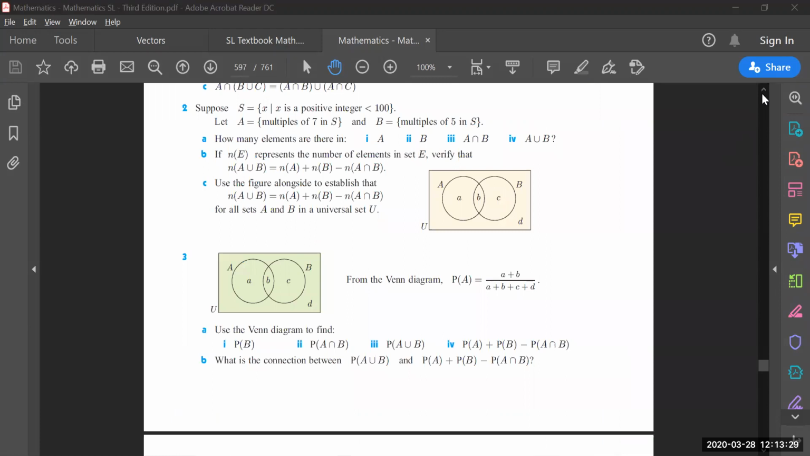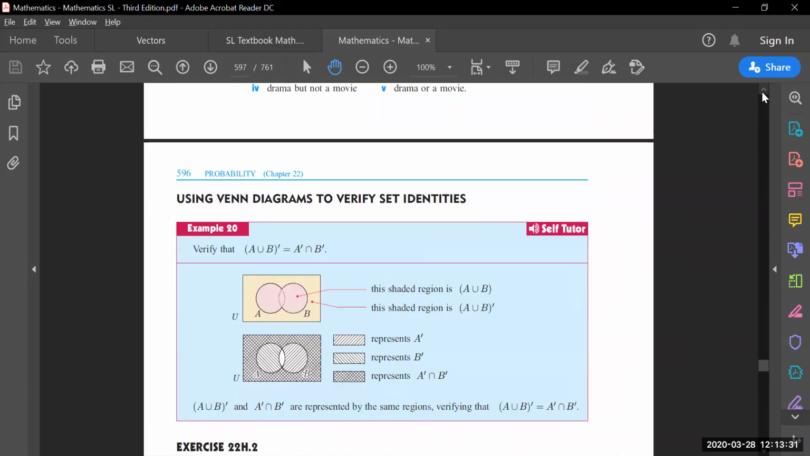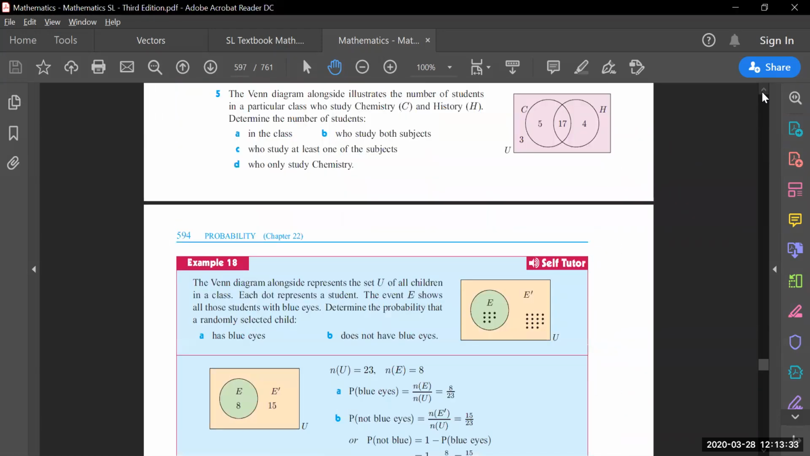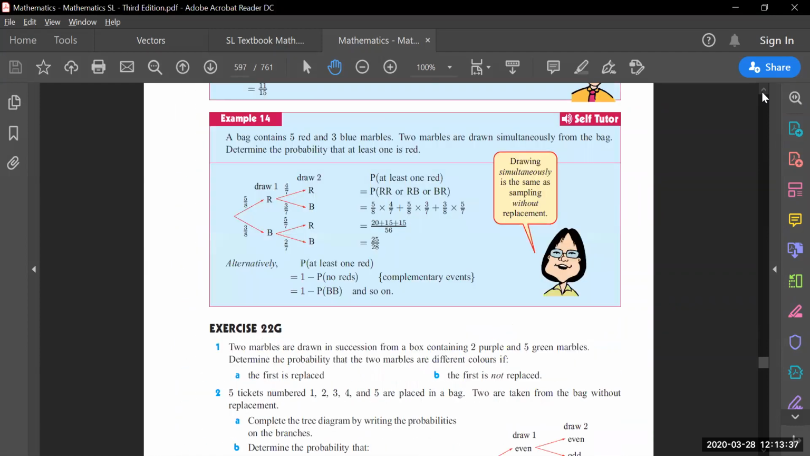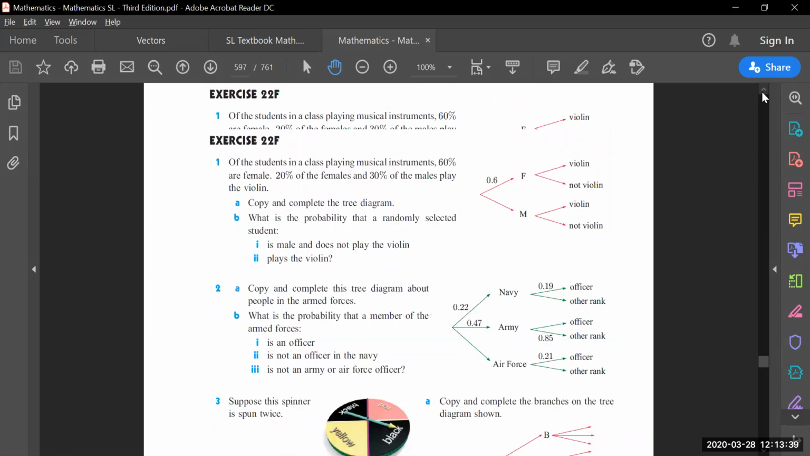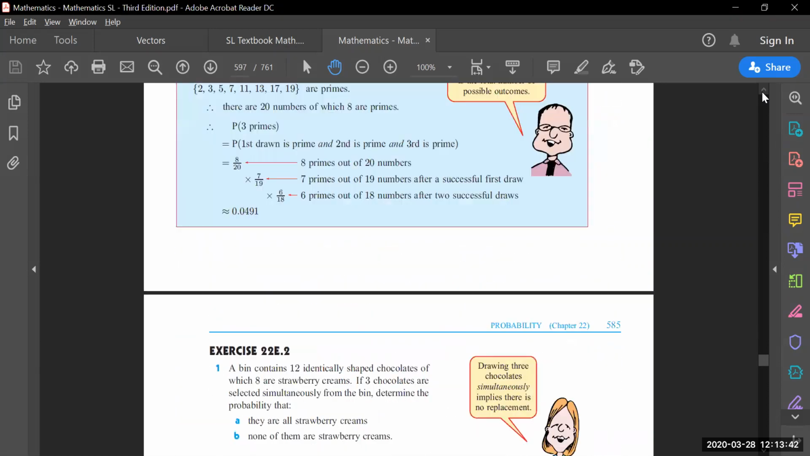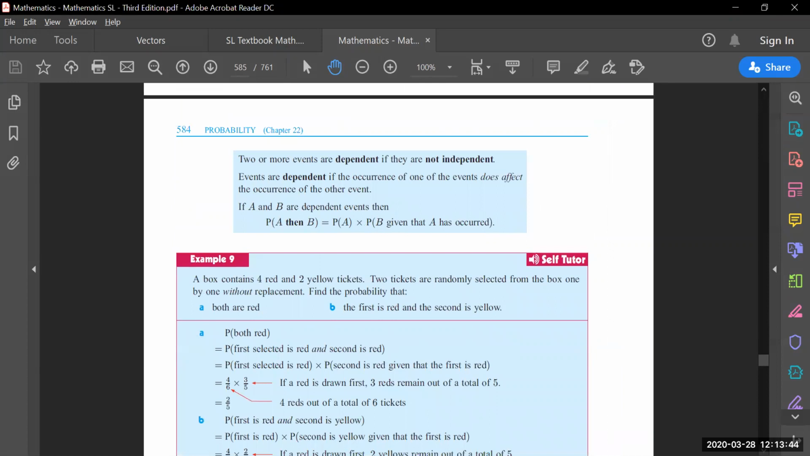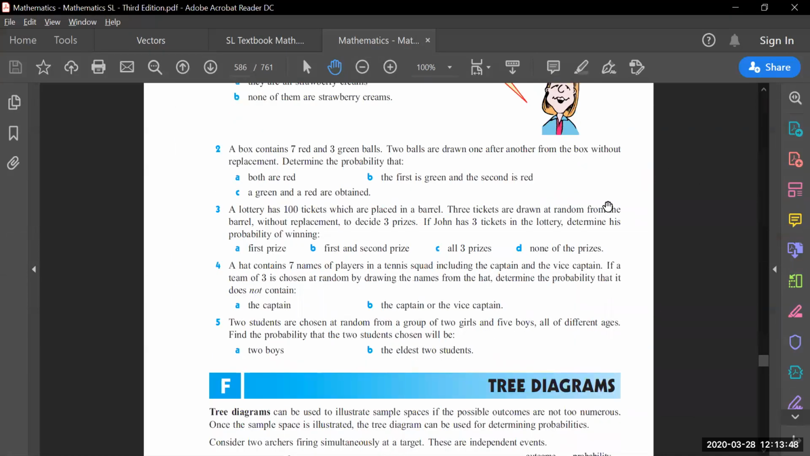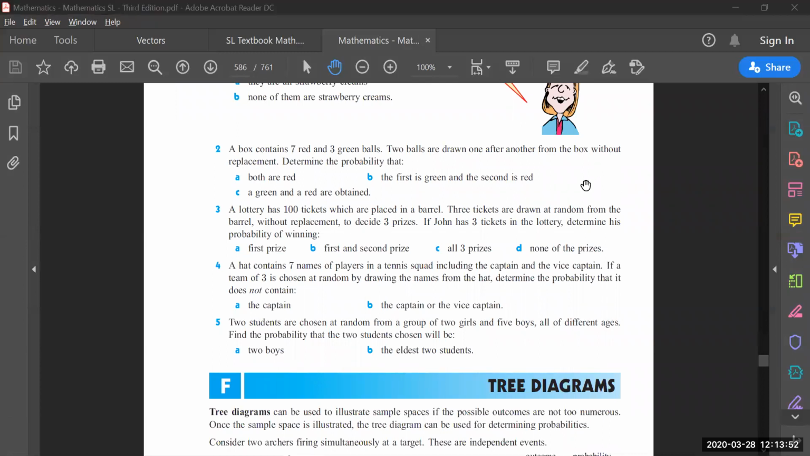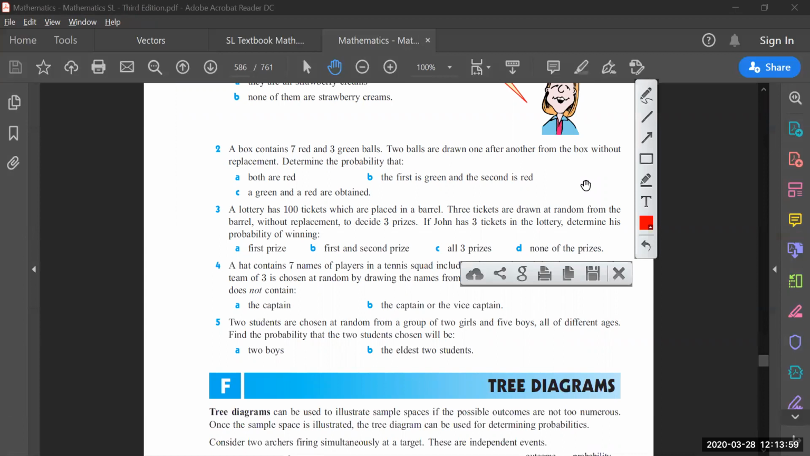Yeah, my display. Okay, we just try one question from there. Hold on, let me choose a question. Yeah, we try two. Question 2.